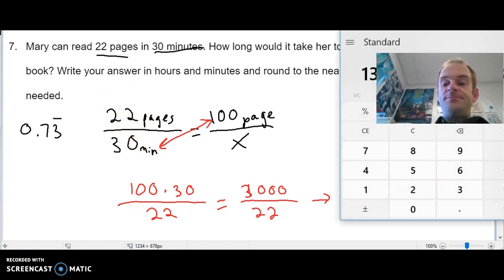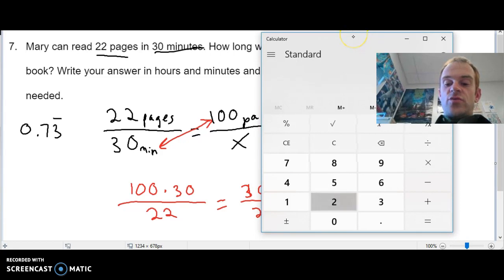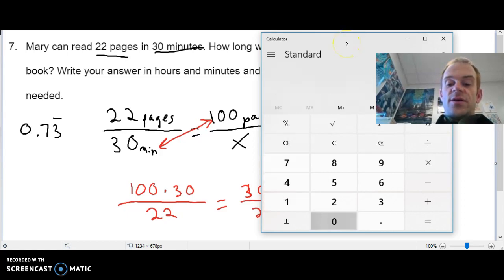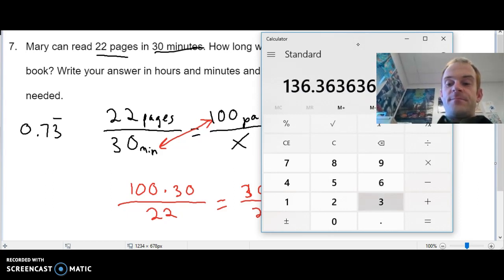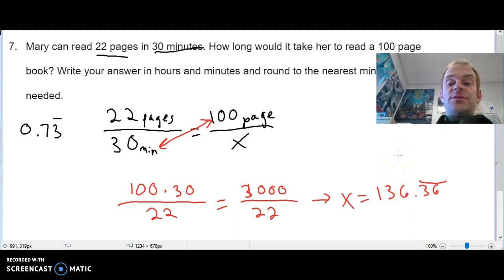So we saw that 22 divided by 30 was equal to 0.733. So if I try this again, now I use 100 divided by the number we found, which was 136.36. I'm just going to keep doing that as long as I can. Okay. That should give me 0.733 repeating, and you can see that it does give me 0.73 repeating. So I know that I did my proportion correctly.